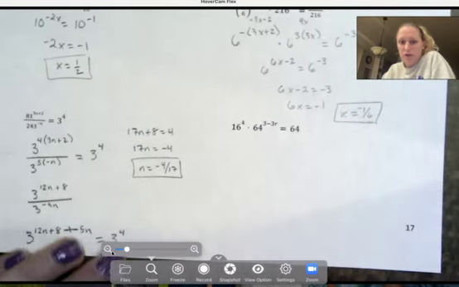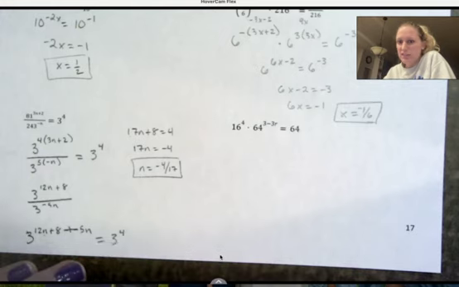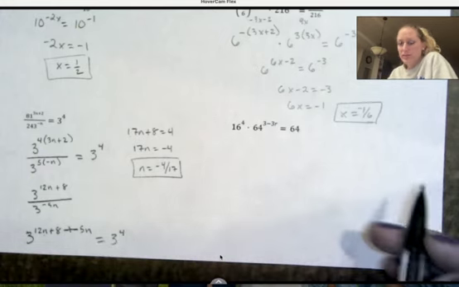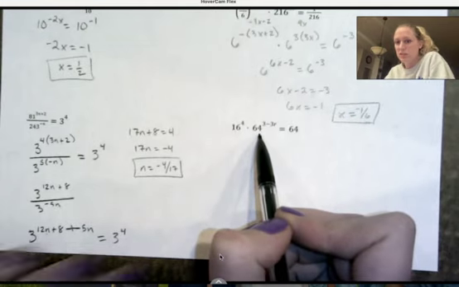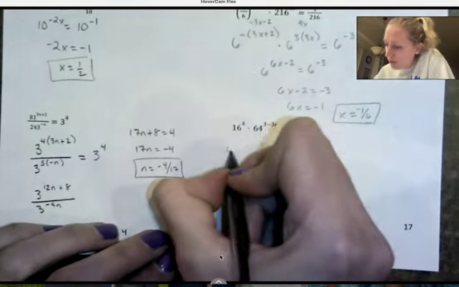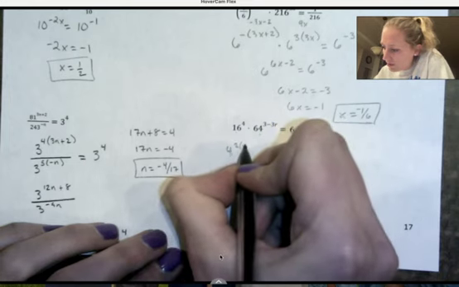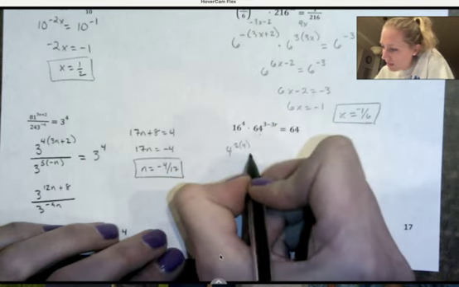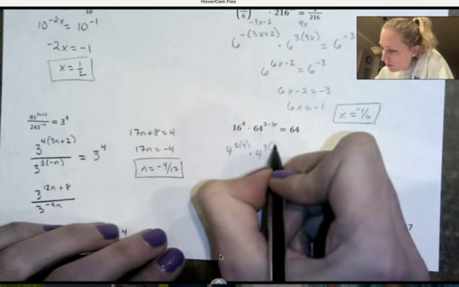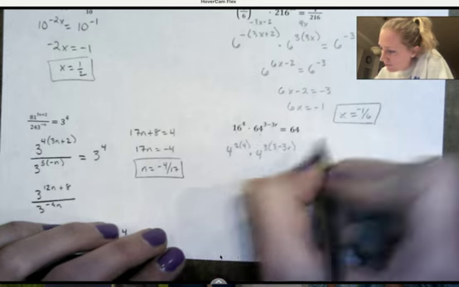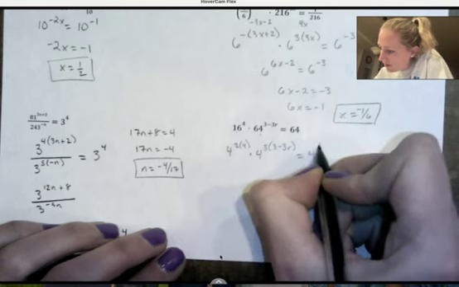Okay, so this guy, 16, 64, 64, a common base that they could all share is 4. 4 to the 2nd is 16. 4 to the 3rd is 64. So we have 4 squared, with the 4 still there, times 4 to the 3rd, and then 3 minus 3r, equals 4 to the 3rd.